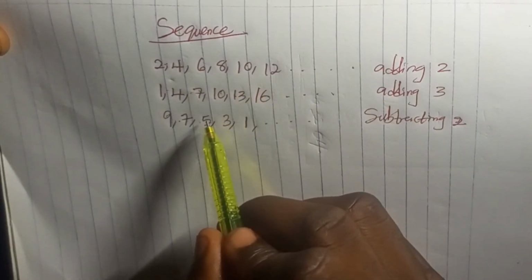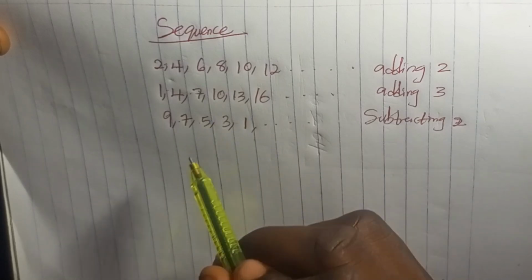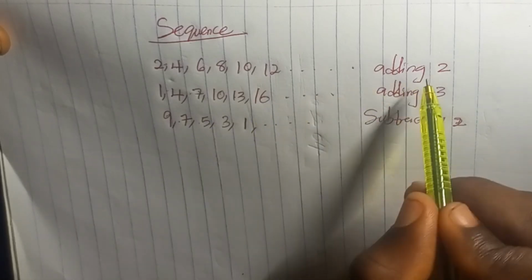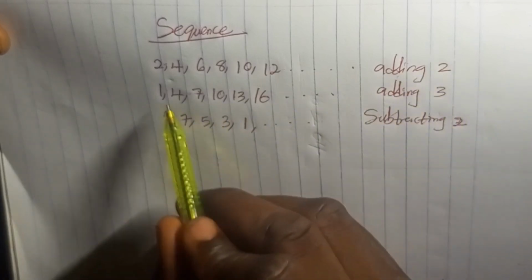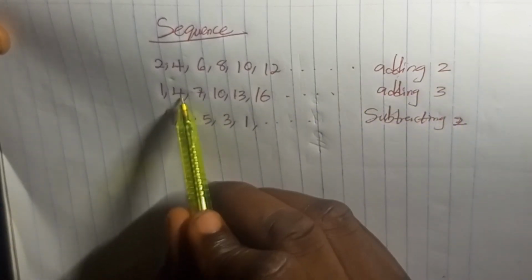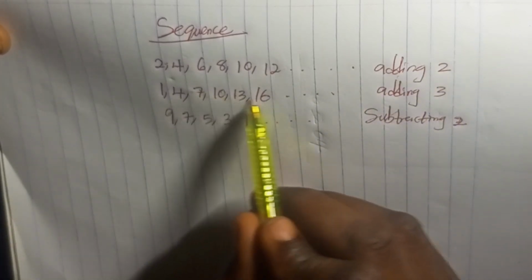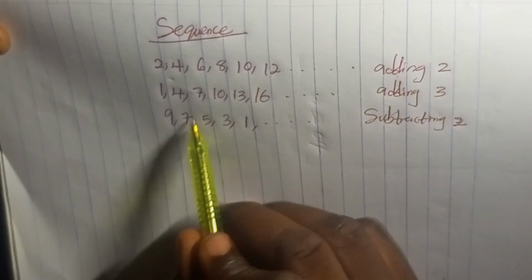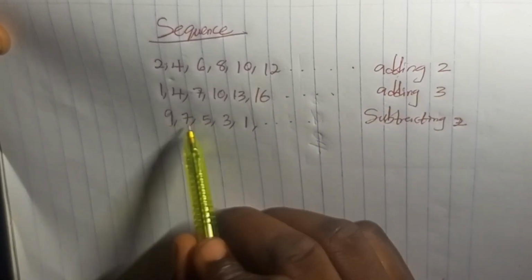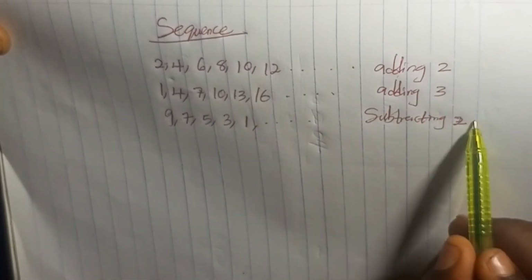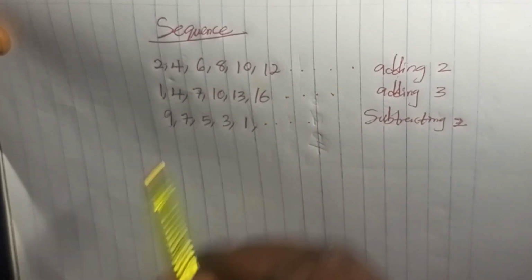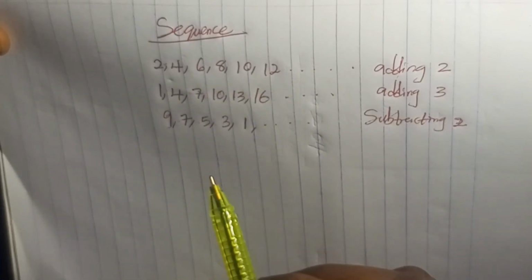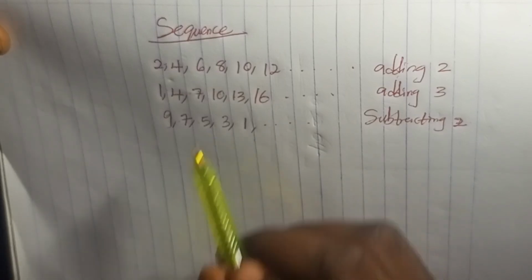Now, these numbers are said to be in sequence. The reason is that they follow a well-defined rule. To get these numbers, you must add 2. Having 1, to get the successive numbers, you'll be adding 3. Having this 1, to get these ones, you'll be subtracting 2. And it follows in that order. It keeps going. So that's what we mean by following a well-defined rule.